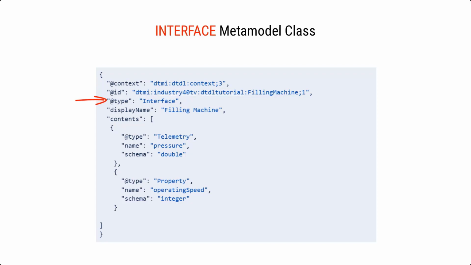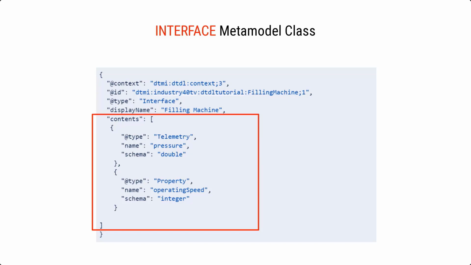The type property is used to indicate the type of element within a model. In our case, the type is interface. You can also use the display name property to define a user-friendly name for your interface. Lastly, the contents array of an interface is what is used to enclose all elements or capabilities of your digital model, which in this case is of a complete interface of a filling machine digital model that has one property and one telemetry element.